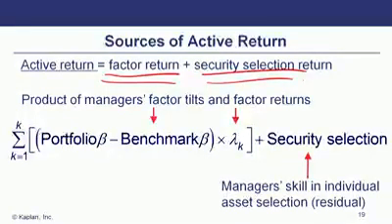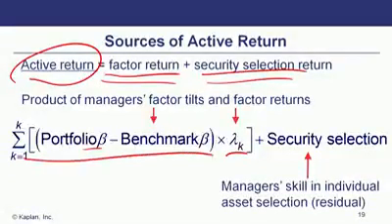So the way we can take this active return and decompose it is we can calculate the factor returns, right? The factor return is simply going to be the portfolio beta minus the benchmark beta, times the factor returns. I lost my mind there for a moment. So we're going to be looking at how we are changing the weights here for our factor tilts, right? We're going to be tilting one way or the other. And then if we know the active return, we know this part, that is, we know what's going on with the factors.